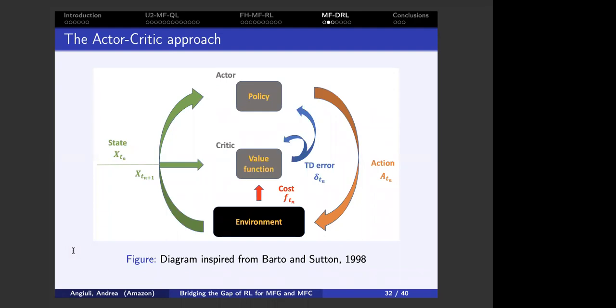And at each step of a learning episode, the agent, based on the state X, chooses an action given by the actor. And this action will trigger a new state and a cost that are used for evaluating the value function and to define the temporal difference error, delta Tn, that is used to update both the estimates of the value function and the policy itself.